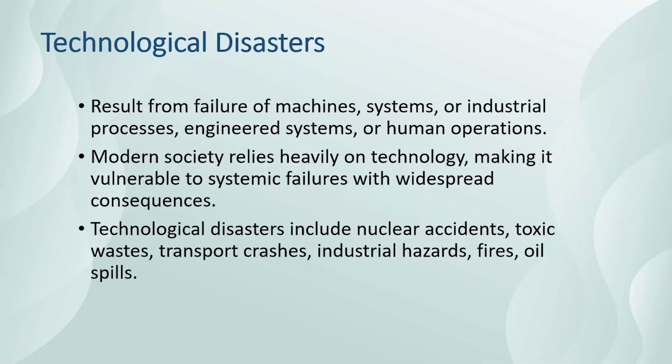Now coming to the next category, that is technological disasters. Technological disasters result from failure of machines, systems, industrial processes, engineered systems, or human operations. Modern society relies heavily on technology, making it vulnerable to systematic failures with widespread consequences. It includes nuclear accidents, toxic waste, transportation crashes, industrial hazards, fires, and oil spills.